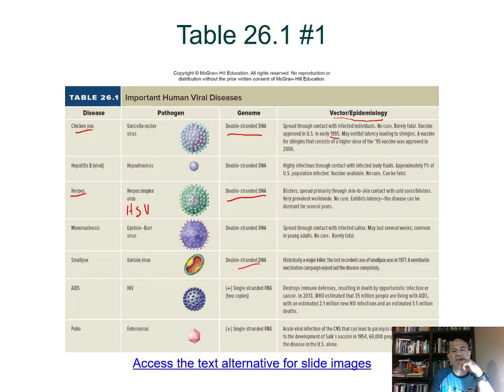It's also double-stranded. This one was very deadly. Killer historically. It was eradicated in about 1977 when vaccines were widespread and given to populations worldwide. Going to your AIDS disease, that's caused by human immunodeficiency virus or HIV. And this one is not a DNA double-stranded, it's a positive, and that's something that requires a little bit of explanation.